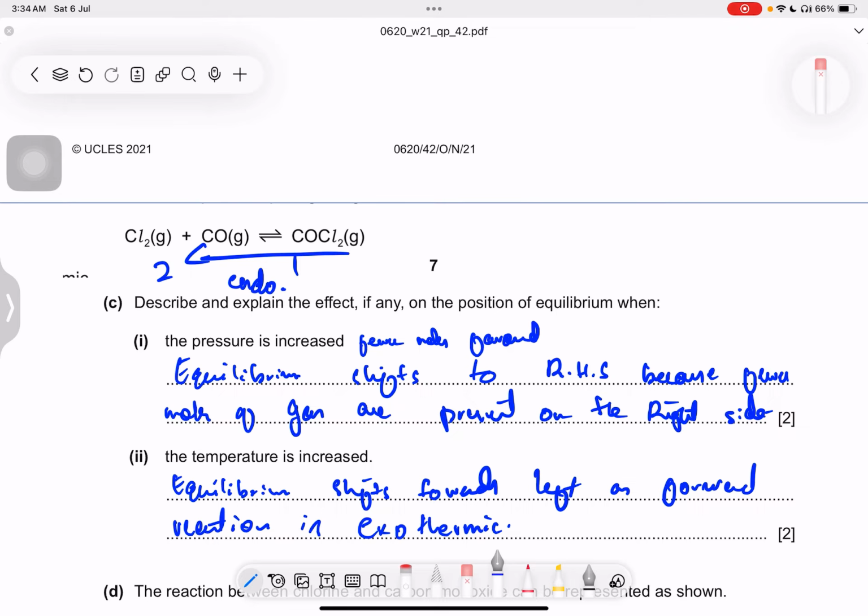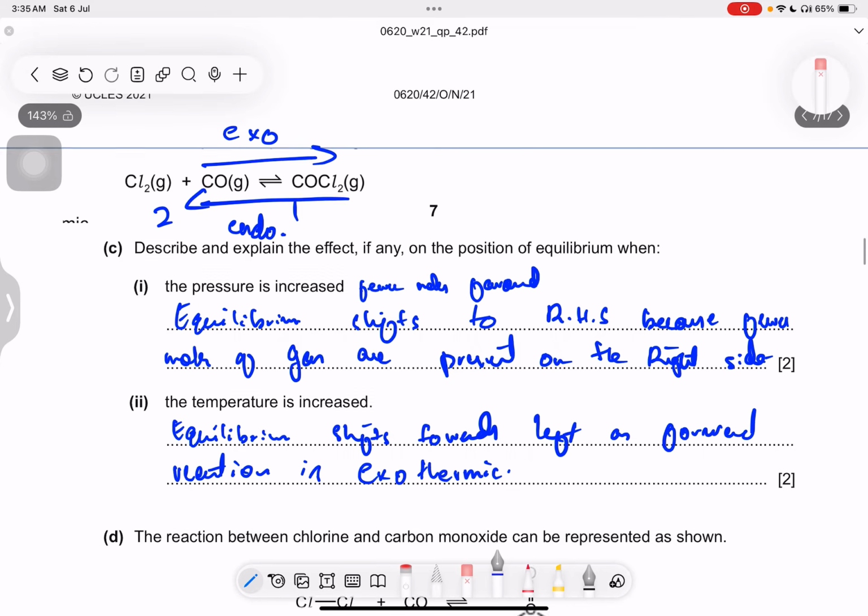So in endothermic, energy is absorbed over here, right? If we look at it as a whole, endothermic reactions absorb energy more than they release. So it needs to absorb energy. So when we increase the temperature, it is easier for the backward endothermic reaction to move in this direction. So it shifts towards the left. But when we decrease the temperature, the endo is not favored and the forward exo is favored.